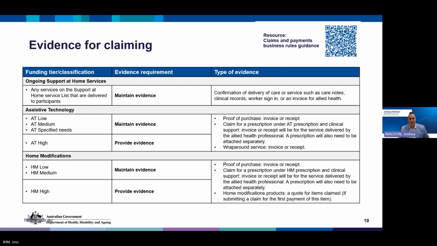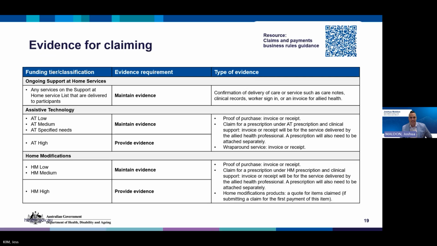So if we jump through to the next slide, again, another topical issue that we've had conversations about with the sector, and I suspect has come up through this one as well, is what's the evidence for claiming? And there has been a policy development in relation to this. There have been some relaxations to the requirements around providing evidence as part of claim submissions. So when Support at Home commences, evidence is only going to be mandatory for claims for assistive technology and home modifications if the participant has a high assistive technology or home modifications tier, which, based on the modelling that we've seen, we do expect to be reasonably low volumes.